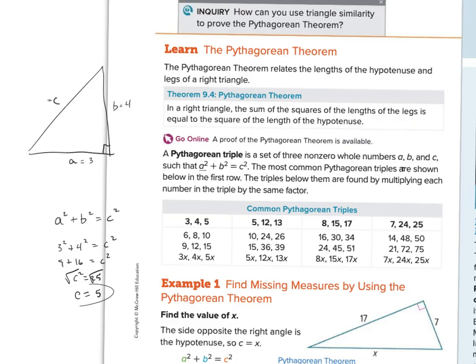Since that came to an integer, what we find is that we have these perfect Pythagorean triples where the numbers come out to whole numbers. So this is a 3, 4, 5 Pythagorean triple. And there are other combinations that make up a Pythagorean triple, some of the more popular being 3, 4, 5; 5, 12, 13; 8, 15, 17; and 7, 24, 25.